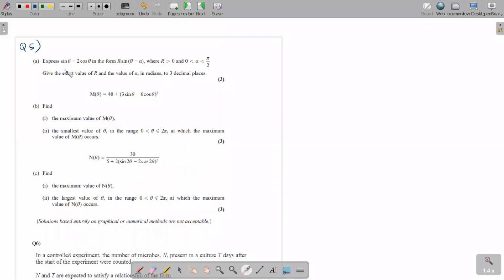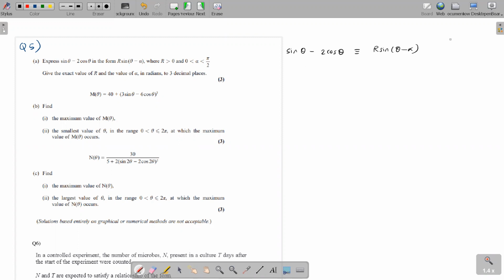Okay, question number 5: express sine theta minus 2 cos theta in the form r sine (theta minus alpha), where r is greater than 0 and alpha is between 0 and pi over 2. So this is quite simple. Sine theta minus 2 cos theta is equivalent to r sine (theta minus alpha).